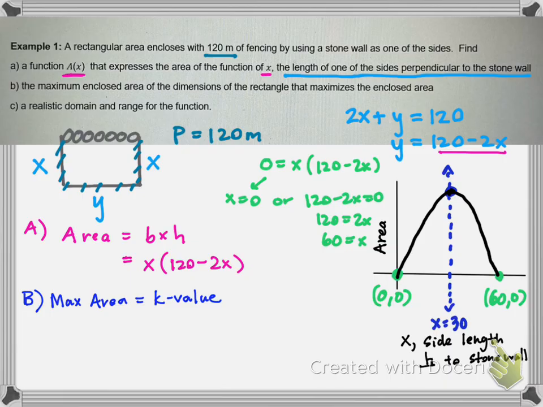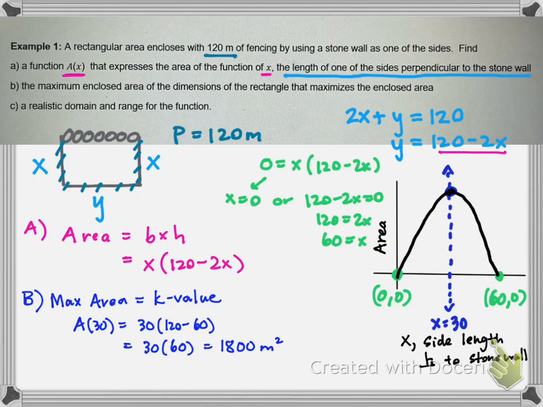So I'm going to say, in this case, A of 30 equals 30 times 120 minus 60, because 2 times 30 is that. In that case, we get 30 times, well, 120 minus 60 is 60. 30 times 60 is 1,800.